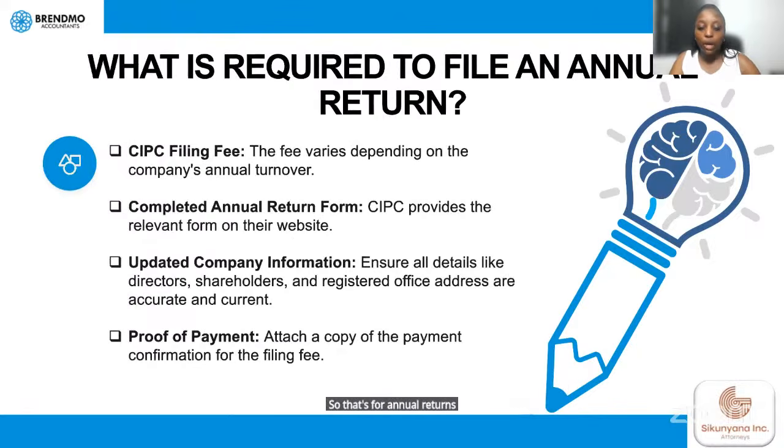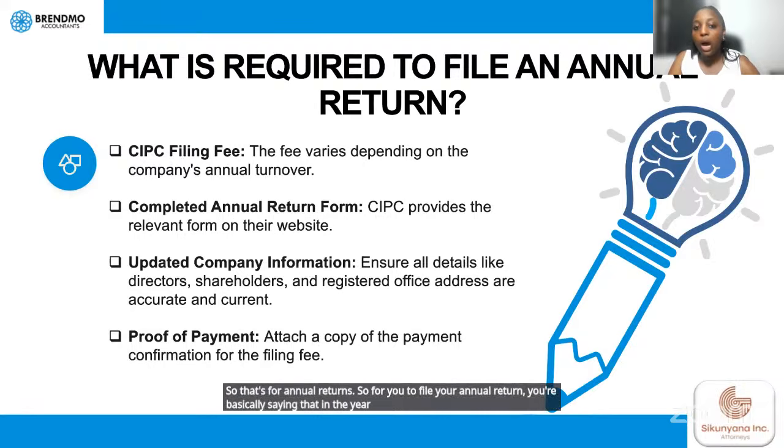For you to file your annual return, you're basically saying, in the year that you've been operating, how much revenue have you generated between the incorporation date up until the anniversary date? That is what you have to declare to CIPC, and then based on the revenue figure, there's an amount that will be payable to CIPC.